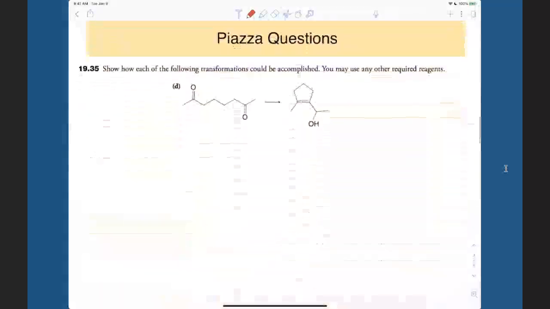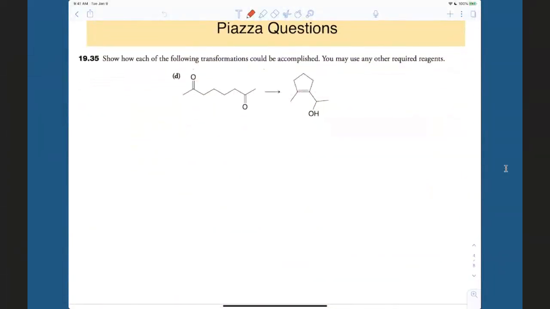This is one similar to what they're asking us: show how each of the following transformations could be accomplished. You can use any other required reagents. So one thing we want to see is, did we add any carbons? That's never a bad thing to check out. So let's start numbering them. Say 1, 2, 3, 4, 5, 6, 7, 8. This has 1, 2, 3, 4, 5, 6, 7, 8. So in the end, we didn't gain or lose any carbons.